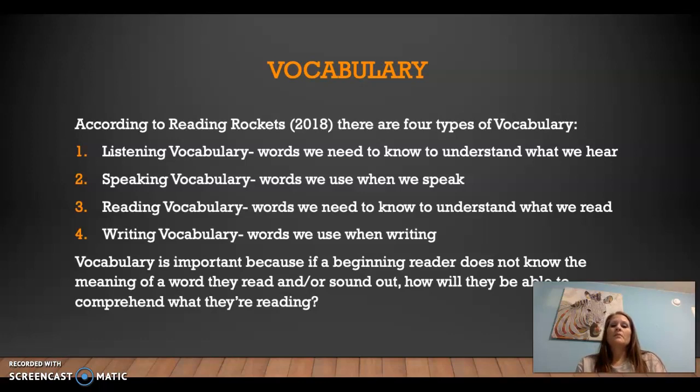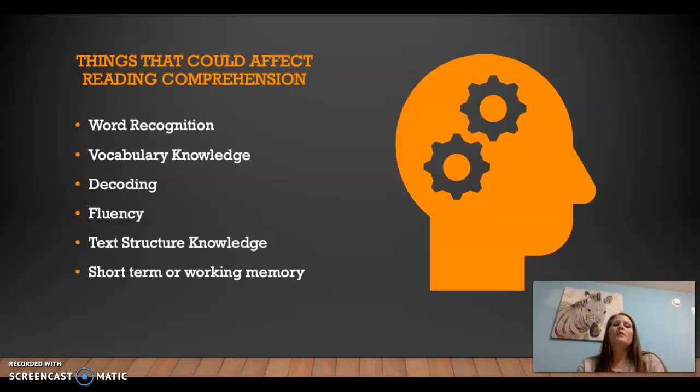Vocabulary is important because if a beginning reader does not know the meaning of a word as they read and sounded it out, how will they be able to comprehend what they're reading? Things that could affect reading comprehension: word recognition, not being able to recognize words and know what they mean; vocabulary knowledge, again, they might be able to read the word sounded out, but it's a big blank as to what that word means; decoding, fluency, text structure knowledge, and short-term or working memory.